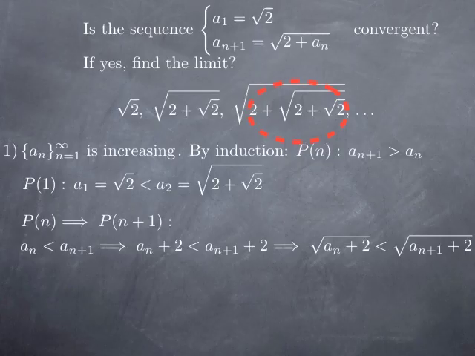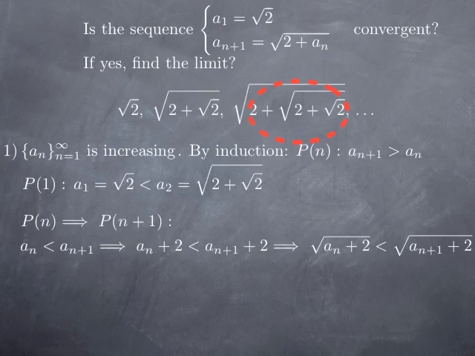So if a_{n+1} is greater than a_n, I can add 2 on both sides, and I do that because we follow the induction relation. Right? To go from a_n to a_{n+1}, I add 2 and then take the square root. So here I start from my inequality, I add 2 on both sides, and then I take the square root on both sides. Adding 2 preserves the direction of the inequality. Taking the square root preserves the direction of the inequality because the square root function is an increasing function.